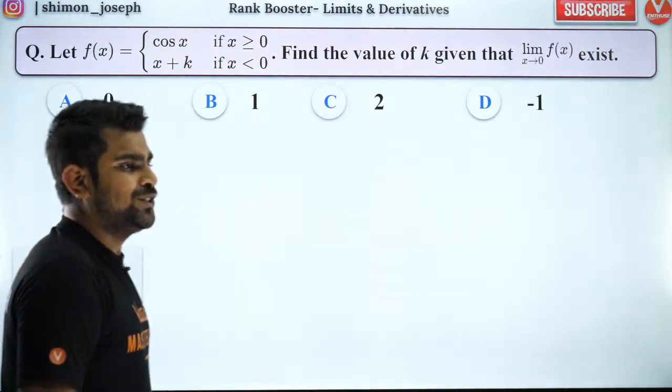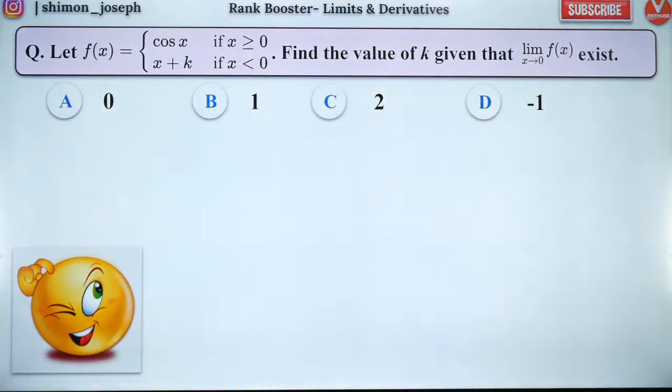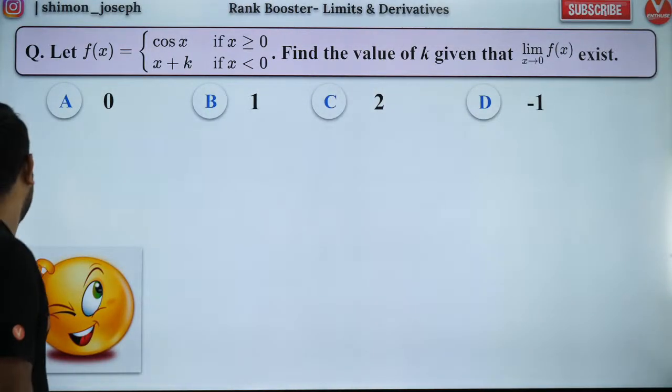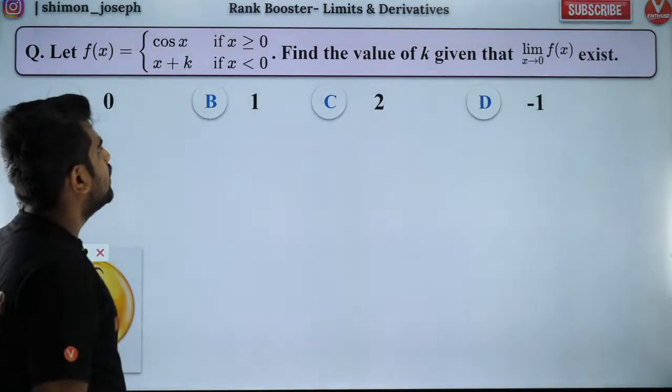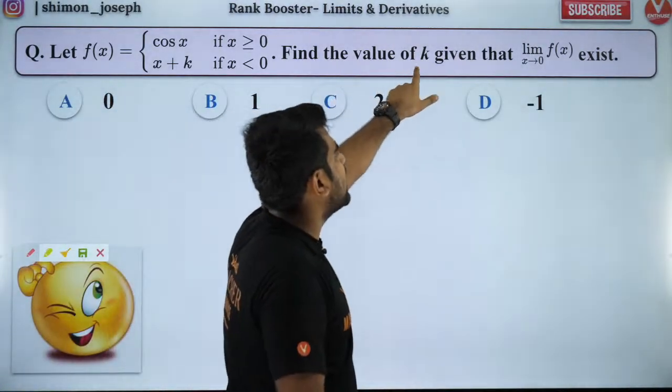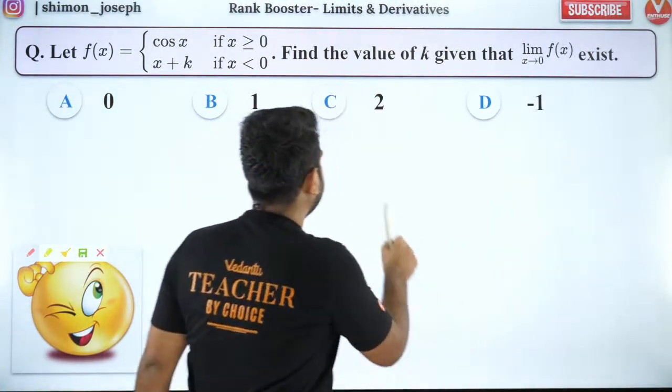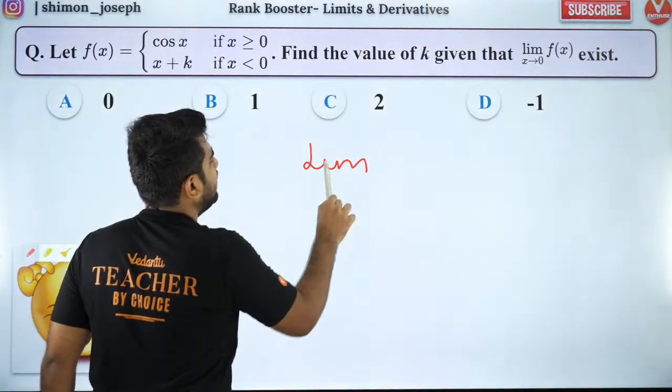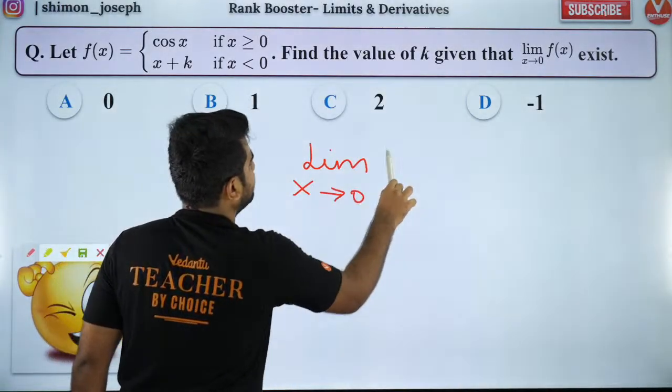Great. So people, the answer is option B. You guys are awesome. Very good. So let's see how to solve this. We need to find the value of a such that the limit of f of x as x tends to 0 exists. Are you all clear?